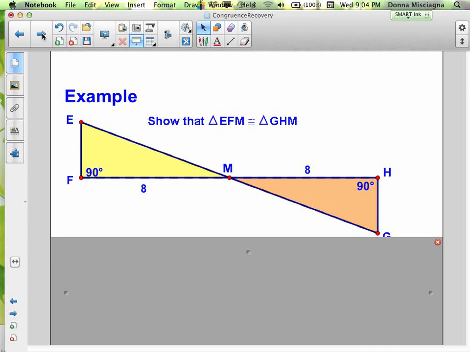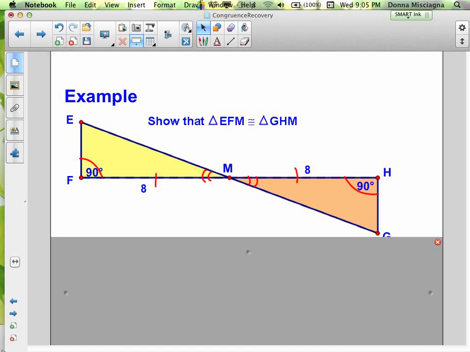All right, so for this example, we want to show that triangle EFM is congruent to triangle GHM. When you have a problem like this, the first thing you should do, even if there are measurements, is mark congruent parts. So 8 has to be congruent to 8. A 90-degree angle has to be congruent to a 90-degree angle. And don't forget these two angles formed by two intersecting lines. Actually, four angles are formed, but those two are opposite one another, share a vertex, and are formed by two intersecting lines. Those are vertical angles.